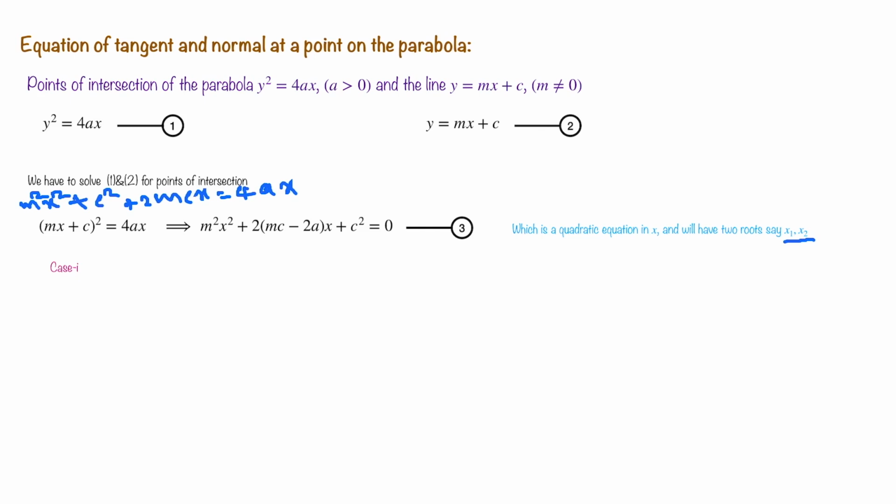Case 1: x1, x2 may be real and distinct. In that case, for each of x1, x2, you can get the corresponding y values from equation 2. Then you will have two points of intersection, (x1, y1) and (x2, y2). The line will be cutting the parabola at two points P and Q, where P is (x1, y1) and Q is (x2, y2).